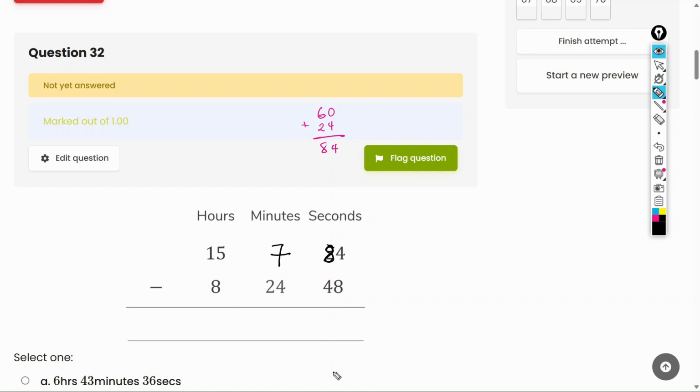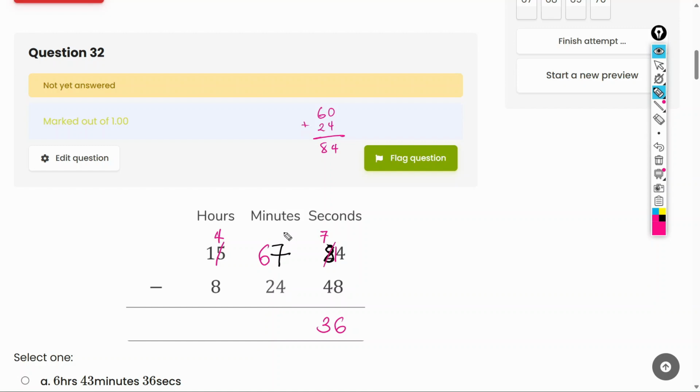So this becomes 8. So we have 84 minus 48. Of course, 4 and 8 wouldn't work. So we subtract 1 from 8, it becomes 7. And we place it here. So that's 14 minus 8. 14 minus 8 is 6. 7 minus 4 is 3. That's 36 seconds. Now, 7 minutes minus 24 minutes, that wouldn't work. So we need to borrow 1 from here. So this will be 14. So we are borrowing 1 hour. By the time we convert it to minutes, it should be 60 minutes. So if we add that to the 7 minutes we already have here, that'll be 67 minutes.